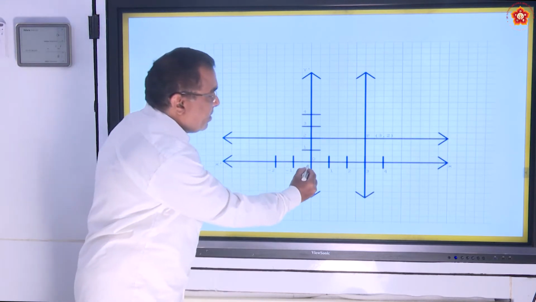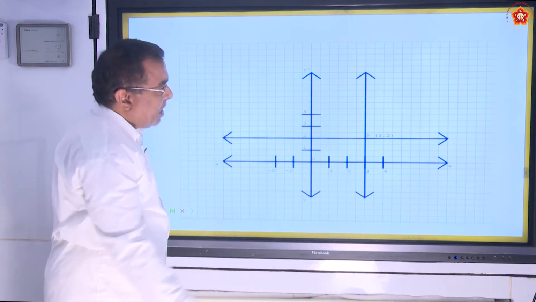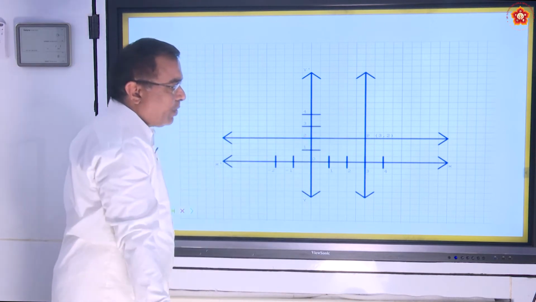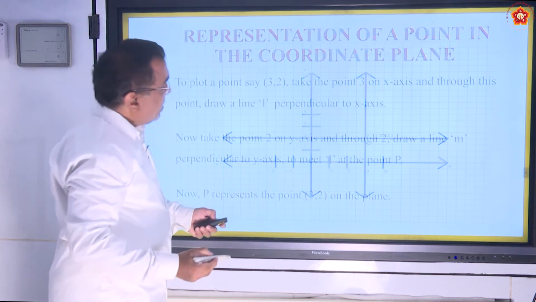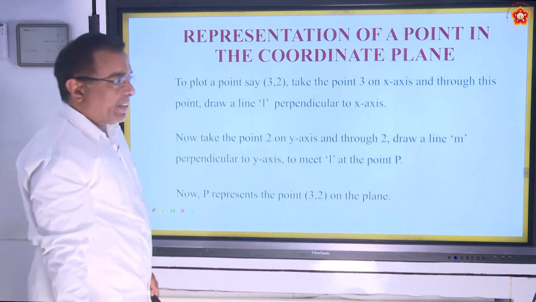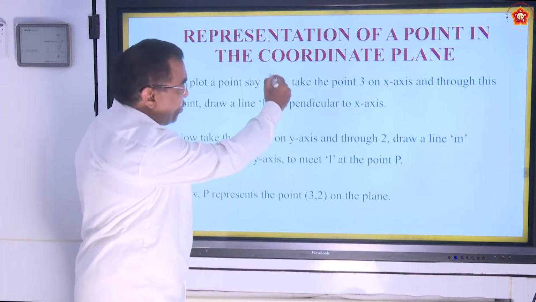This is how it is. We take a point 3 on the x-axis and draw a line perpendicular to the x-axis like this. Through this point, draw a line perpendicular to the x-axis. Now take another point 2, because the y-coordinate is 2.